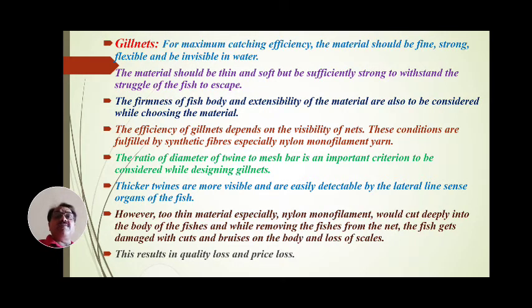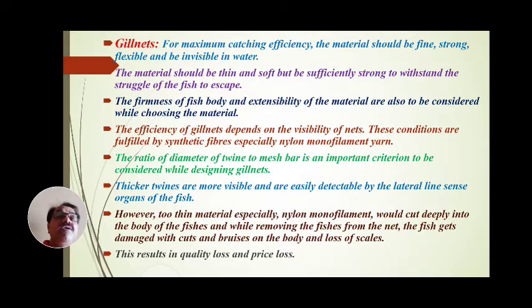These conditions are fulfilled by synthetic fibers, especially nylon monofilament yarn. Nylon monofilament yarn is useful and proper to construct gill nets. These gill nets may be stationary gill nets, floating gill nets, or anchored gill nets. The efficiency of a gill net depends upon the visibility of nets, and these conditions are fulfilled by synthetic fibers, especially nylon monofilament yarn.